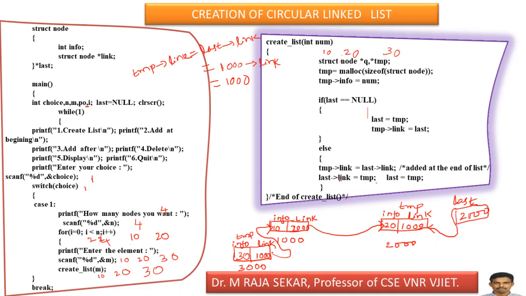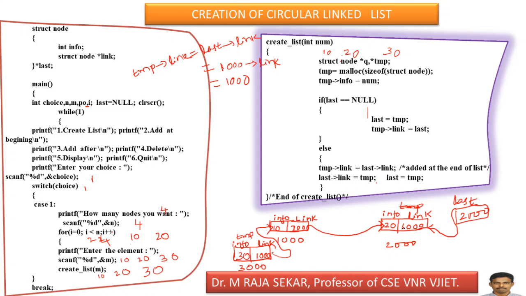Last->link = tmp. Now I have to join this one. Last->link = tmp. Last means 2000, whose link is 1000. Here I must keep tmp. This cannot be tmp now. tmp is the recently created node, isn't it? Last->link = tmp.